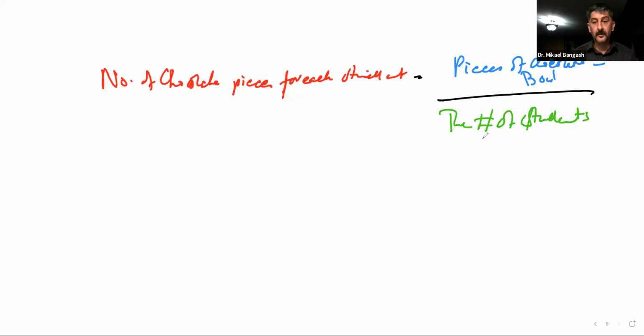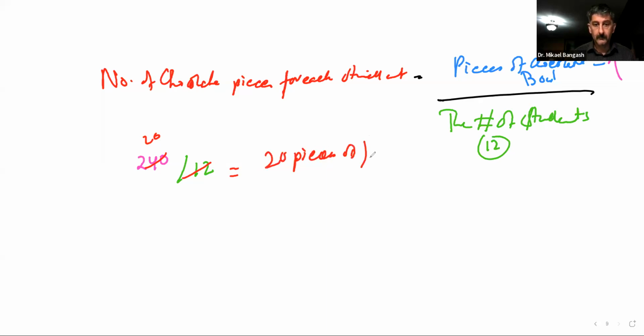Now, if you keep the number of students constant, let's say a dozen, and increase the number of chocolates, let's say 240 pieces of chocolate is going to be distributed amongst 12 students, then we can say that each student is going to get a total of 20 pieces of chocolate per student.